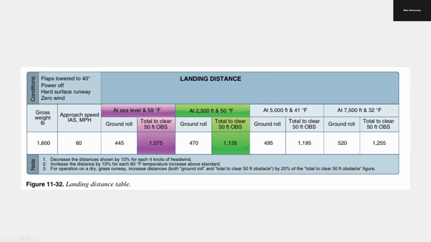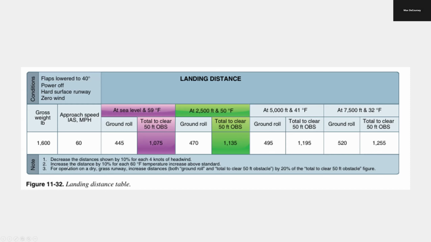You can see the notes down here. Always, always, always remember to read the notes. Decrease the distances shown by 10% for each 4 knots of headwind. So what they can do on the test is they'll ask you what the landing distance will be at 2500 and 50 degrees Fahrenheit, but they'll also include in the conditions that you have a 20 knot headwind. So 20 knots headwind, you need to decrease 10% for each 4 knots. 20 divided by 4 is 5, so it's a 50% decrease. So the answer would actually be 235 feet.